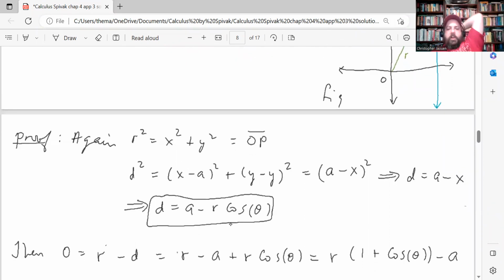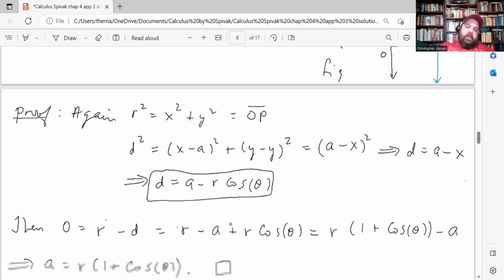So we know that r squared is x squared plus y squared. Again, the distance d squared is x minus x squared plus y minus a all squared, which is the same thing as a minus y squared. Take the square root of both sides, and you see d is equal to a minus y. And then just replacing y with r cosine theta, you get the formula that he wants there.